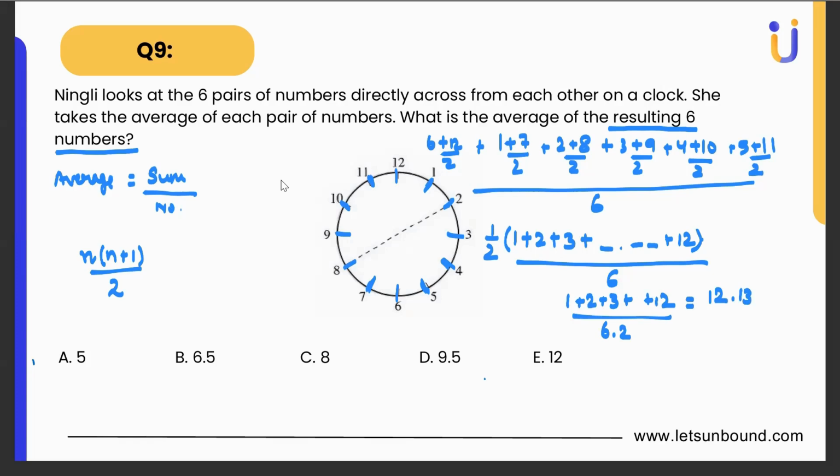Now again, because it's being divided by 2, I'll take that denominator again. It's 6 times 12. Now look carefully, 6 and 2 just get cancelled with 12. The answer is nothing but 13 divided by 2, and 13 divided by 2 is 6.5.